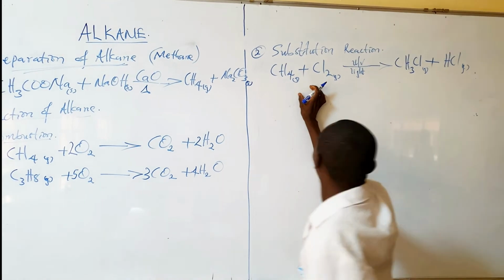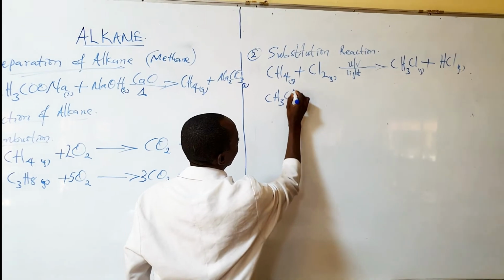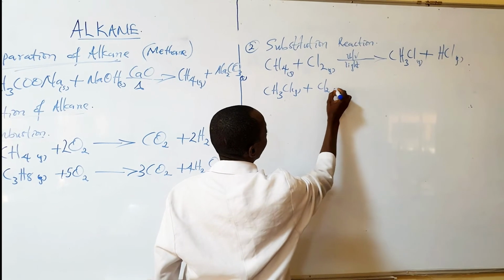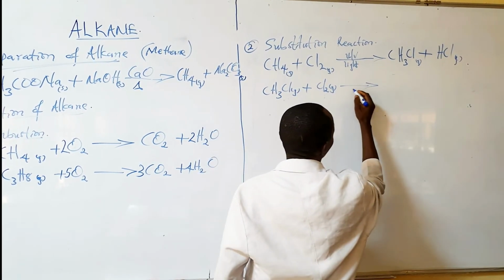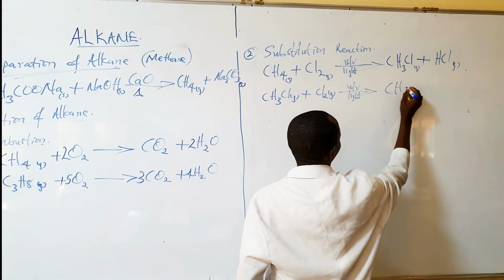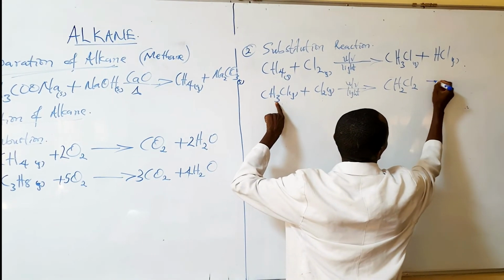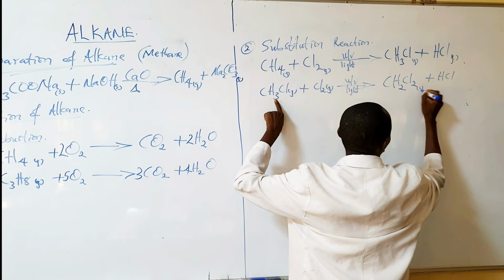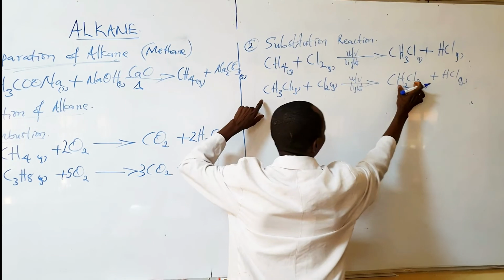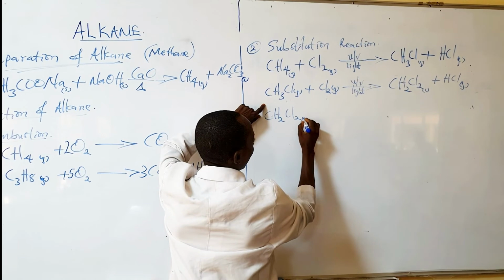This monochloromethane still has 3 replaceable hydrogen atoms. CH3Cl, which is in gaseous state, plus chlorine gas, under the same condition, light. You have CH2Cl2, one more hydrogen replaced, plus HCl. This is in liquid state, and this in gaseous state. This we call dichloromethane. This one still has 2 replaceable hydrogen atoms.